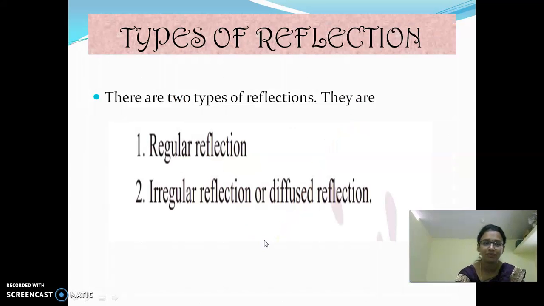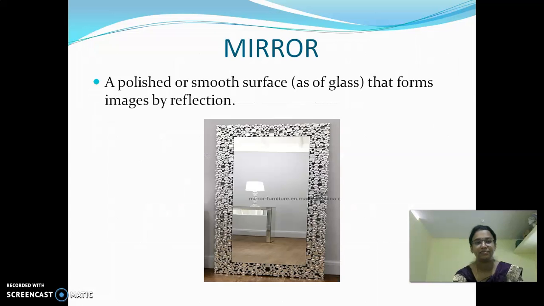Okay, children. Next one is types of reflection. They are regular reflection and irregular or diffused reflection. Regular reflection takes place on a smooth polished surface, right? So the reflected rays are parallel to each other. Irregular reflection takes place on a rough, irregular surface. Here the rays are reflected here and there, not in the same manner.